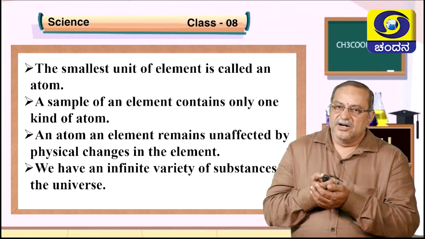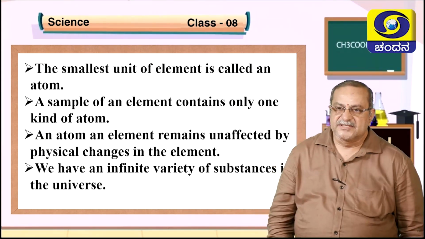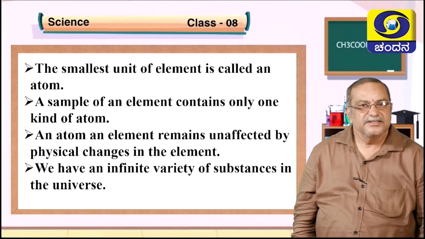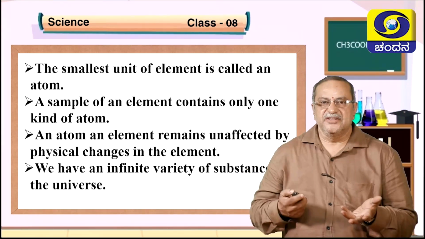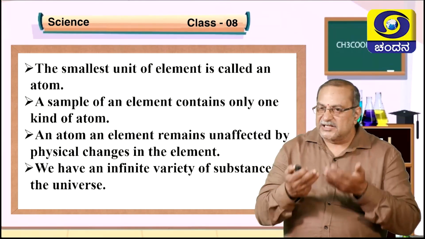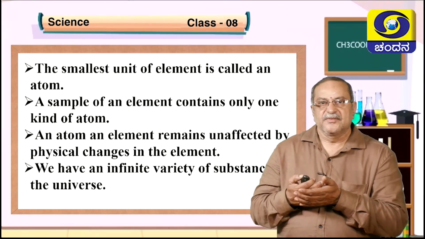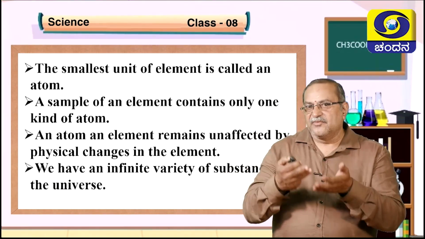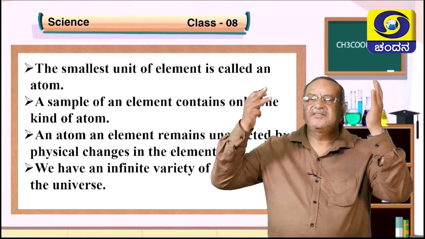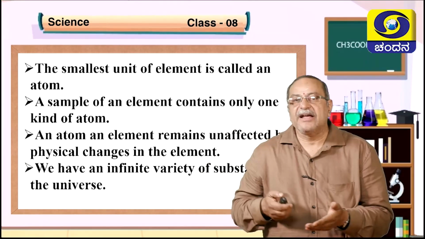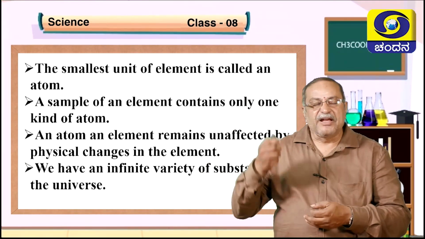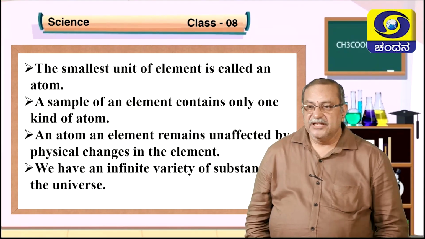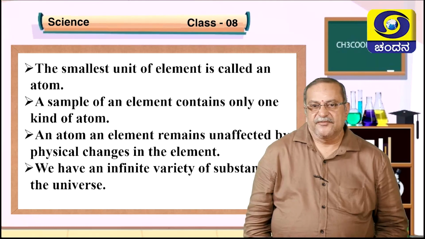Next, we have an infinite variety of substances in the universe. Infinite means numerous substances, isn't it? So, wherever you see, we see matter. So, the matter is made up of substances. Water, air, stones, sand, animals, etc. Like that, go on searching, we get numerous, infinite varieties. In the universe, very, very different types of materials are found.